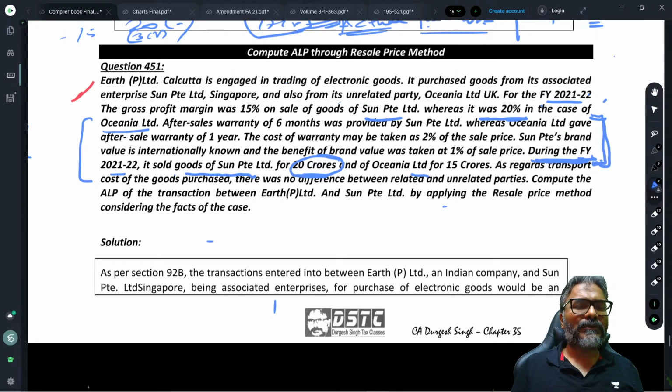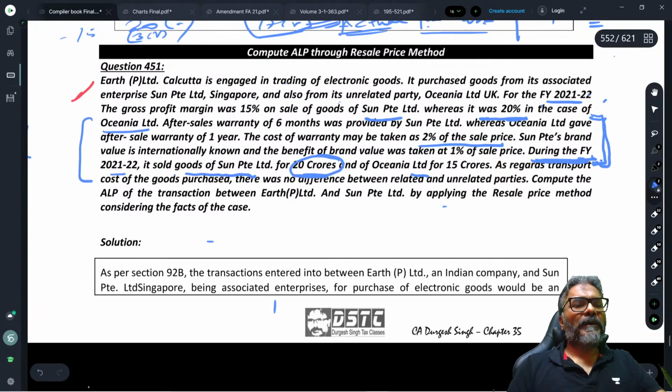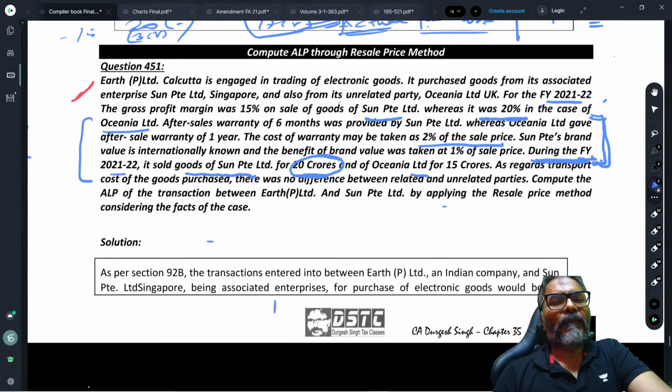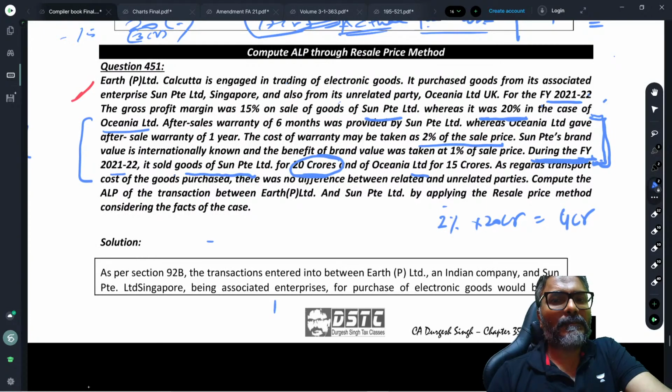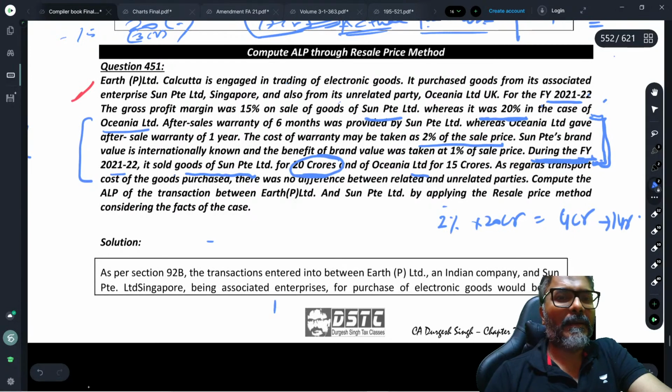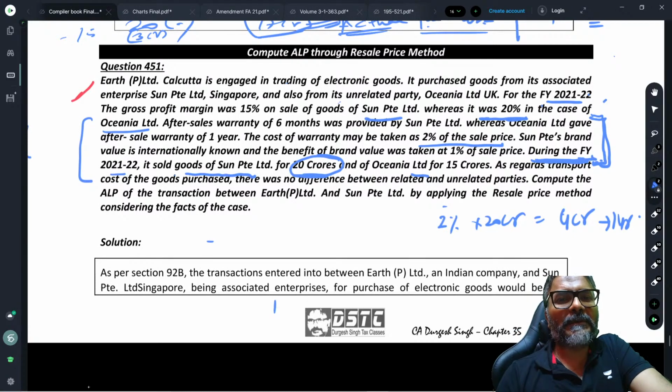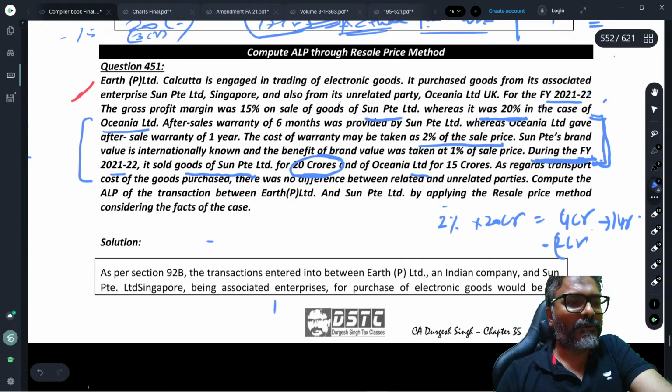And how do I need to do that, students? I think all of you are aware. The cost of warranty has been given to you: 2% of selling price. What is the selling price over here? 20 crores. So 2% of the selling price of 20 crores is 4 crores. Now this is for 1 year. Then how much for 6 months, students? For 6 months, it will be 2 crores. So I am going to reduce 2 crores in this case.